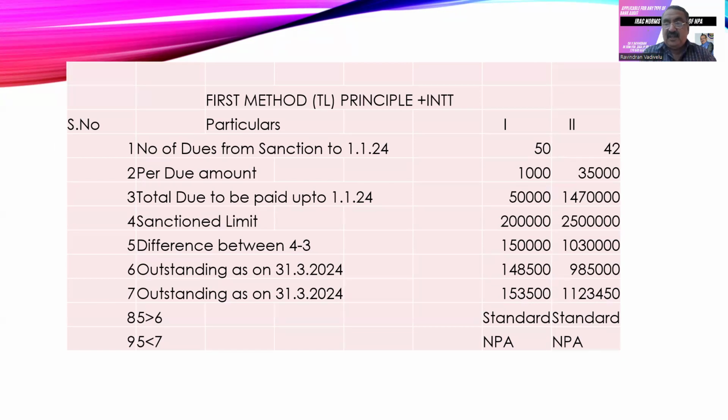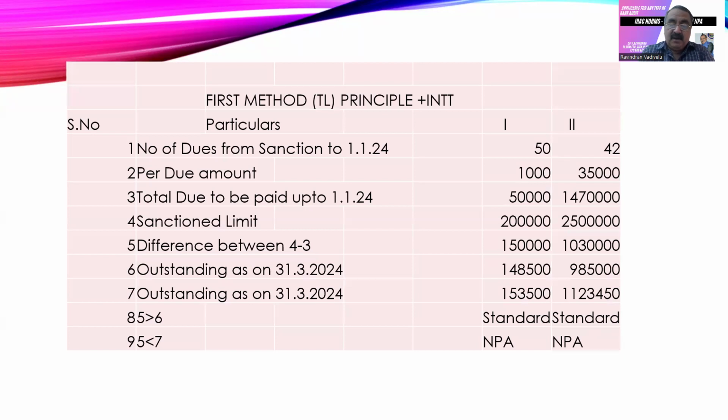Let us take it as 50. What is the amount due per installment? It is 1000. So the total amount due to be paid by the party is 50,000. This is the amount that has to be paid. Let us take the sanction limit as 2 lakhs. You deduct this 50,000 from the 2 lakhs. So the outstanding should have been only 1,50,000. This is the amount fixed with reference to the first method, that is, the outstanding should be 1,50,000.